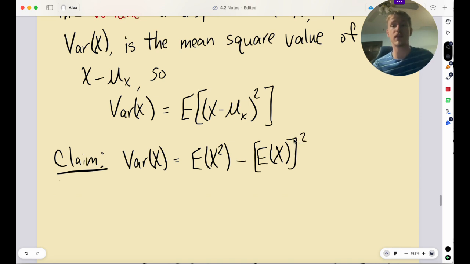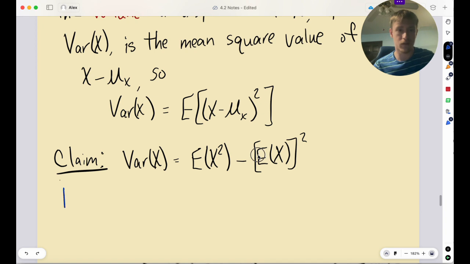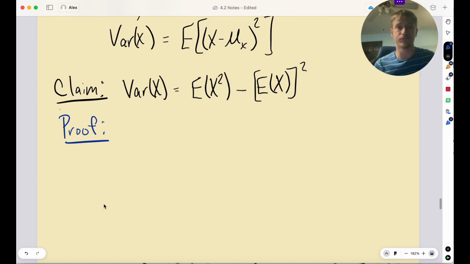Now, this is extremely useful for us because we know how to calculate this. It's a direct formula, and it's a lot more straightforward than trying to figure out what that is. But let's go ahead and prove the claim. This is kind of an important proof, I would say. So we're going to use the definition.